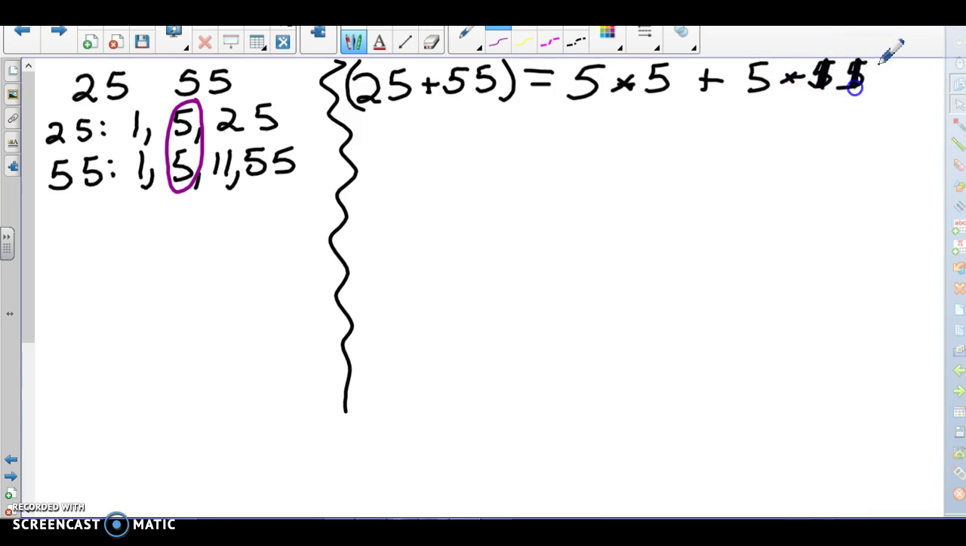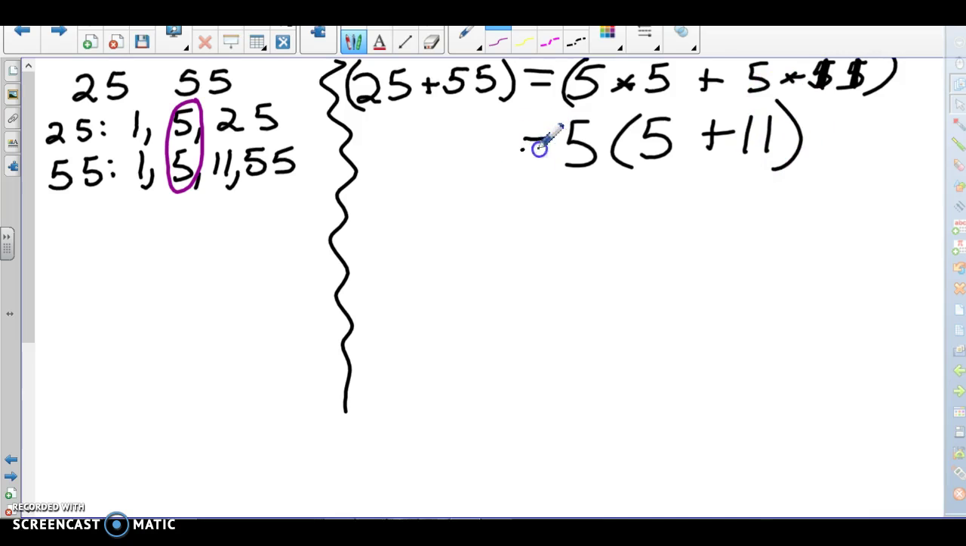I'm sure you're jumping out of your seat. What can we lift out of both of these? Well, we know from practice that that's the same as 5 times 5 and 5 times 11.